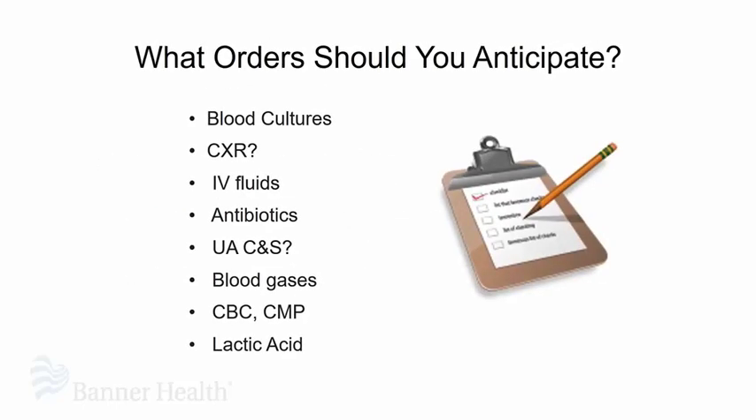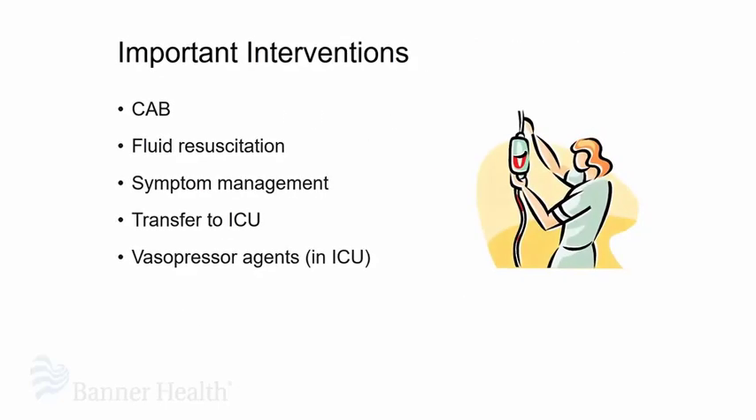When implementing a sepsis bundle, what kind of orders should you anticipate? Well, blood cultures, chest films, IV fluids and antibiotics, a urine analysis, culture and sensitivity, blood gases, CBC, CMP, and lactic acid. Important interventions to remember include focused attention on the patient's circulation, airway, and breathing, fluid resuscitation, symptom management, a transfer to ICU or higher level of care, and vasopressors to be used in that higher level of care.